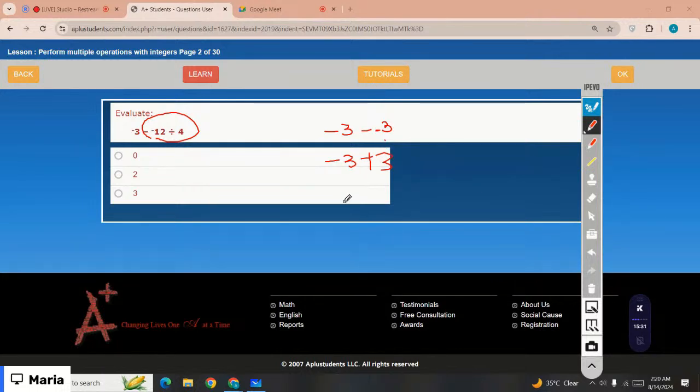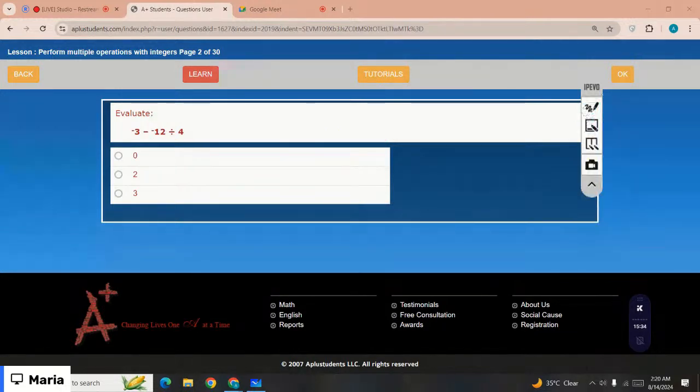Negative 3 plus 3 is 0. Option number 1 is the correct option.